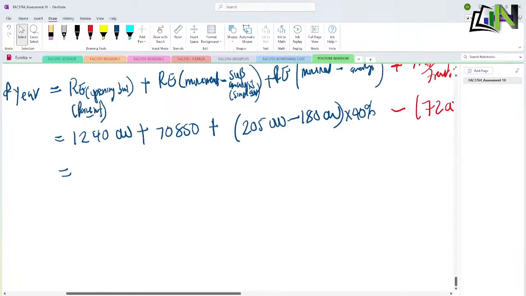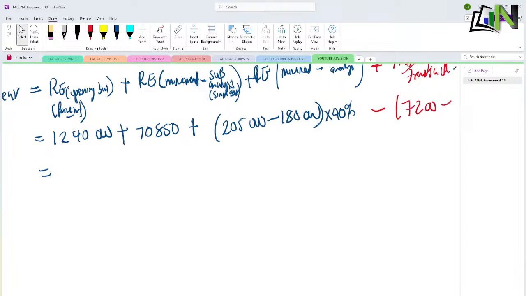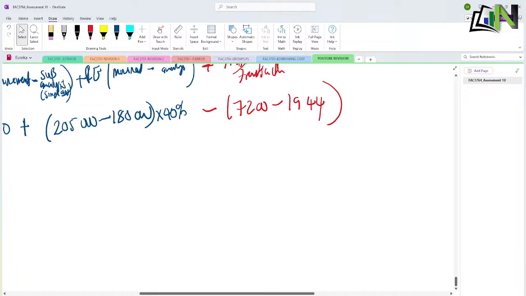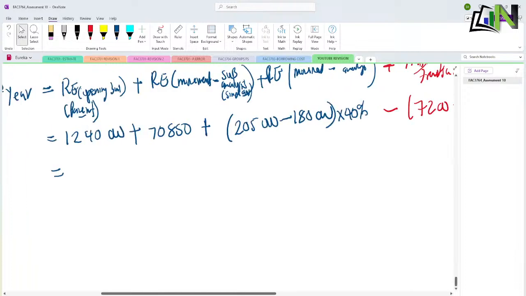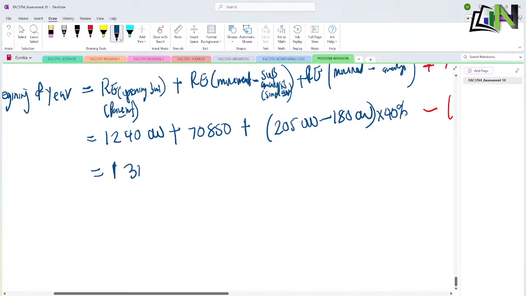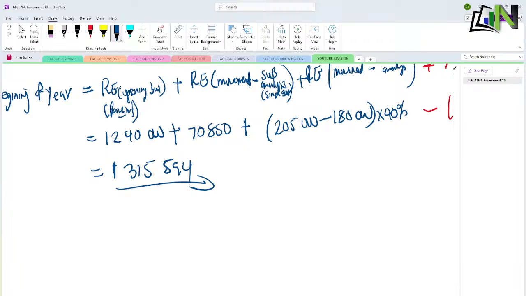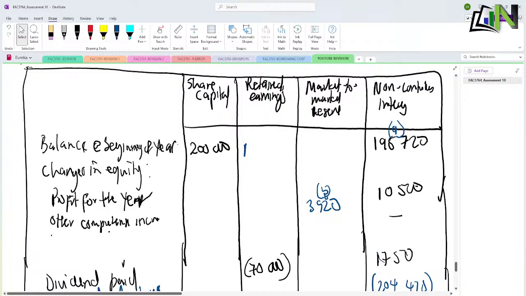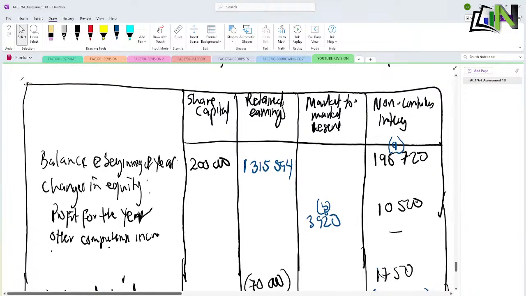Then I'm adding these ones. I'm just trying to do them step by step, and not be fast and make a mistake. Plus 70,850 plus 1,240,000. Right, so I'm getting already 1,320,850. Then minus, I open my bracket, 7,200 minus 1,944, close. Okay, so this is what I'm getting, 1,315,594. All right, so that's what I'm getting as my opening retained earnings. So I'm going to come to my retained earnings opening balance and put 1,315,594. Okay, awesome. So this was C.